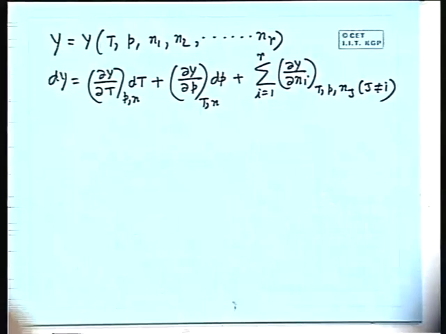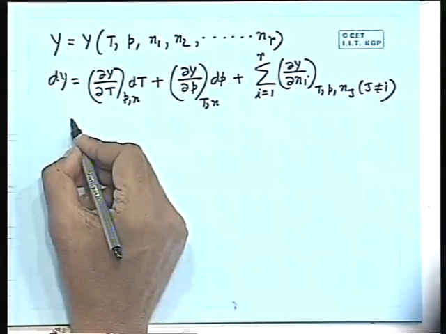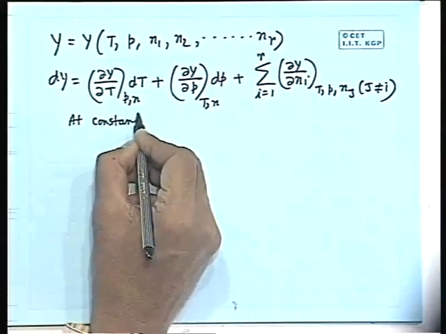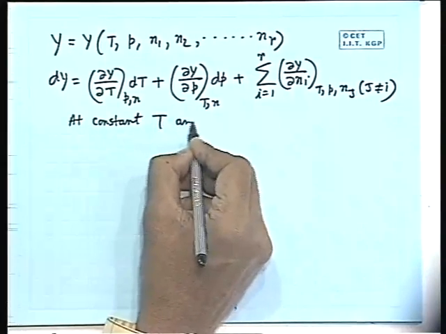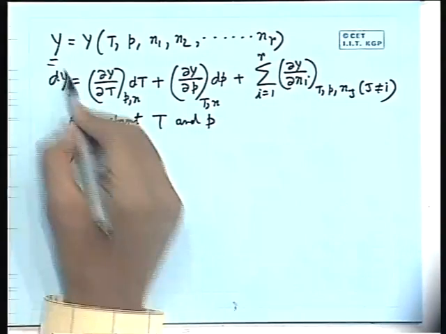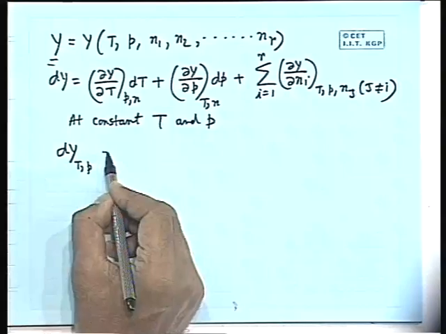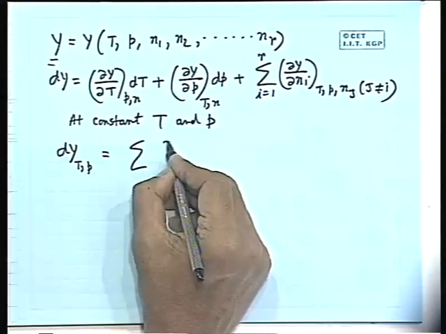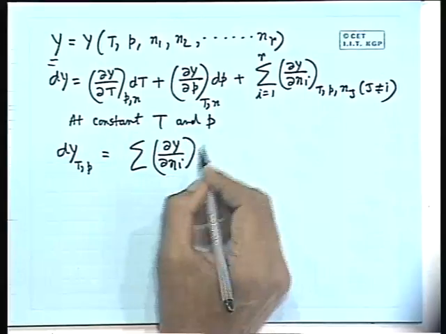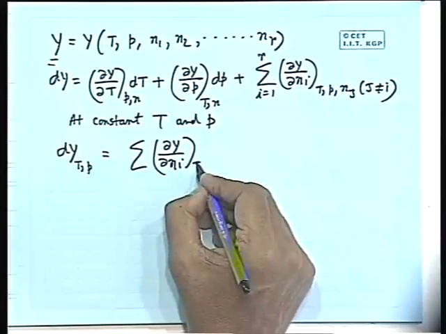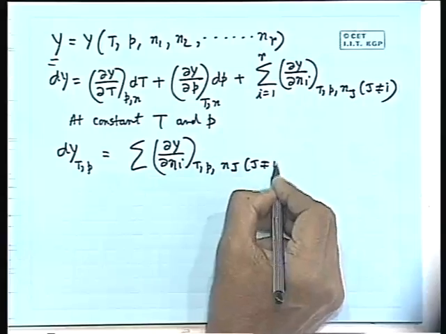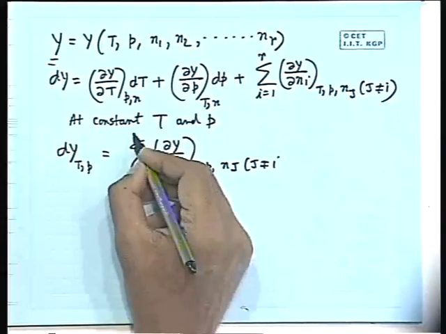All right. Now, if temperature and pressure are constant, at constant T and P, we can say that the change of this extensive property at constant T and P is therefore responsible for these del Y del n_i terms only. There are a number of terms, at T, P, n_j, j not equal to i. All right.